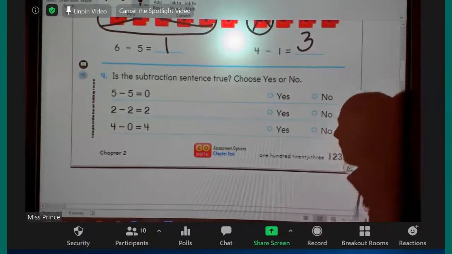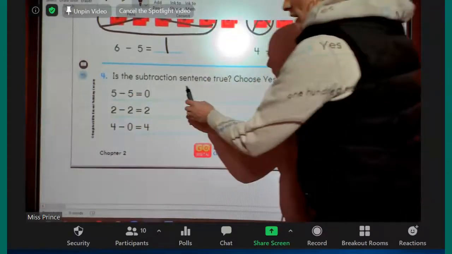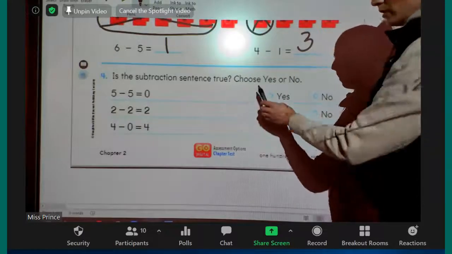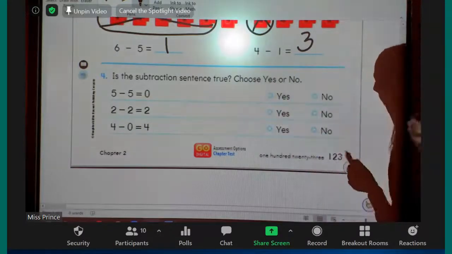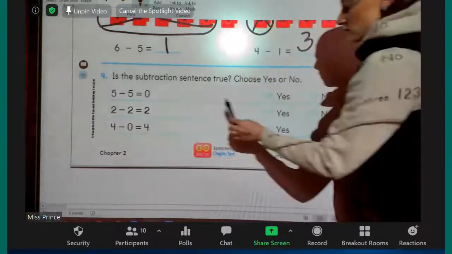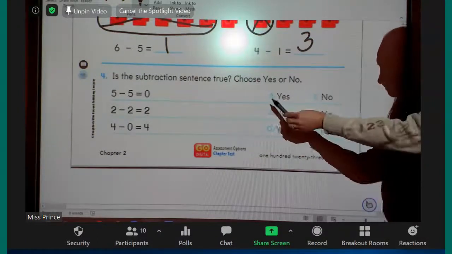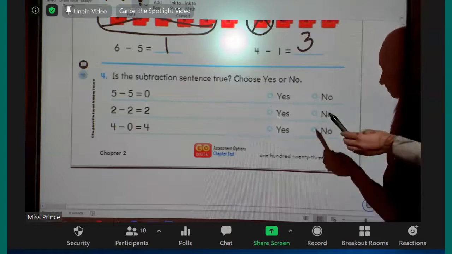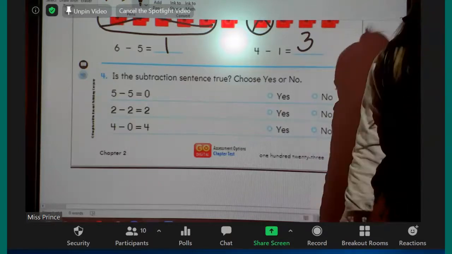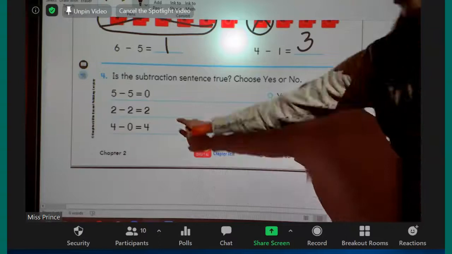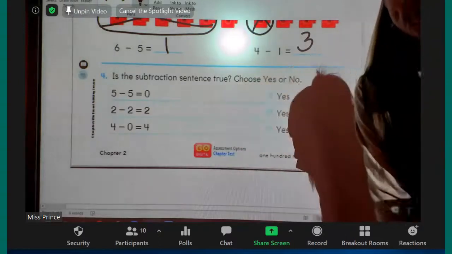All right, Sophia, it wants to know, is the subtraction sentence true? We're going to choose yes or no. So for each of these problems, we're going to choose yes or no, and we just fill in the little bubble. We can't choose both, though, because it can't be yes and no. So I'm going to show you how to do the first one, Sophia, and then you're going to help me out with the second one, okay?